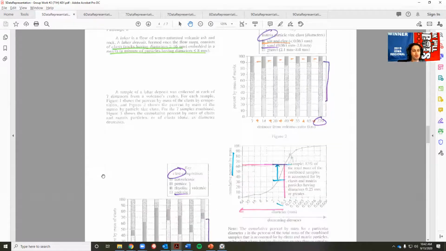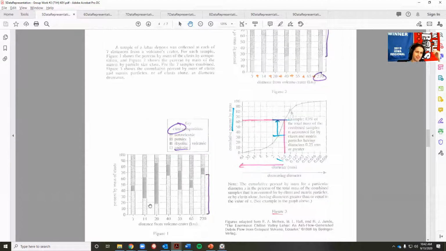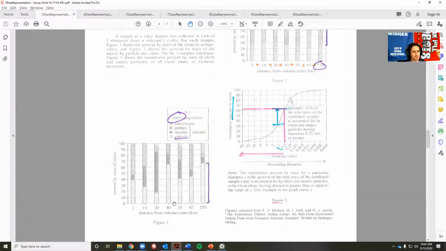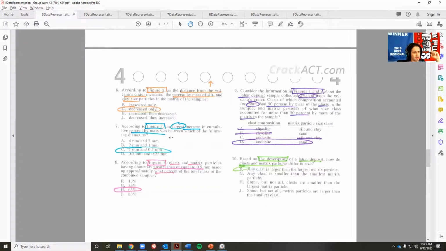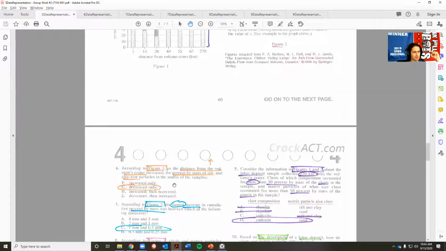Passage 2, there's 2 goofy graphs you haven't seen here. A cumulative relative frequency graph and segmented vertical bar graphs. Likely haven't seen graphs like these before. I wanted to talk about 2 questions in particular. Question 8 and question 9. Greater than or equal to half a millimeter. Class and matrix, figure 3.